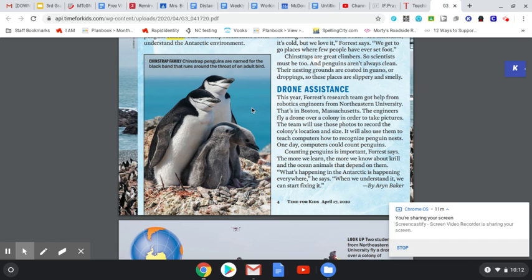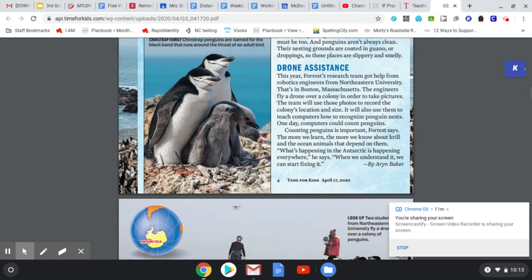This year, Forrest's research team got help from robotics engineers from Northeastern University. That's in Boston, Massachusetts. The engineers fly a drone over a colony in order to take pictures. The team will use those photos to record the colony's location and size. It will also use them to teach computers how to recognize penguin nests. One day, computers could count penguins.